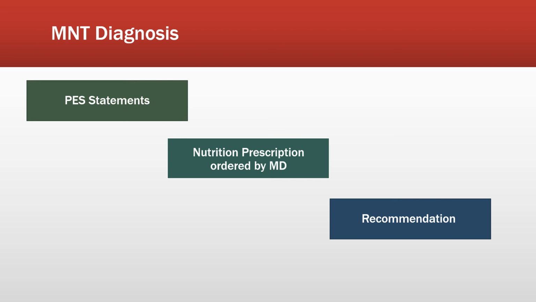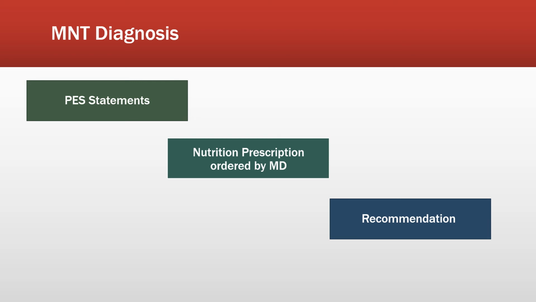PES statement number 2 for Mr. Lewis is poor nutrition quality of life related to difficulty swallowing, history of alcoholism, and the inability to communicate needs verbally, as evidenced by weight loss of 27 pounds in 6 months, the inability to speak, and family statement of nutritional intake.